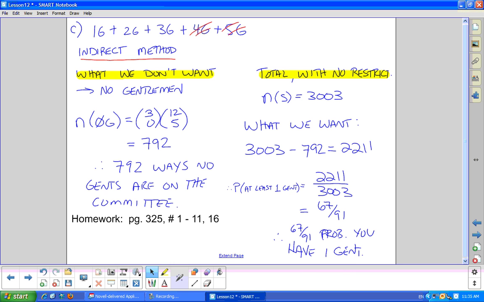If you're doing this question on the test and you wanted to do exactly one male, exactly two males, exactly three, and add it up, you would have got the exact same answer. You would have got the 67 out of 91. Is it quicker? In this case, the argument could be made both ways, but if we're looking at more men available, then yeah, it would have been a lot more work.